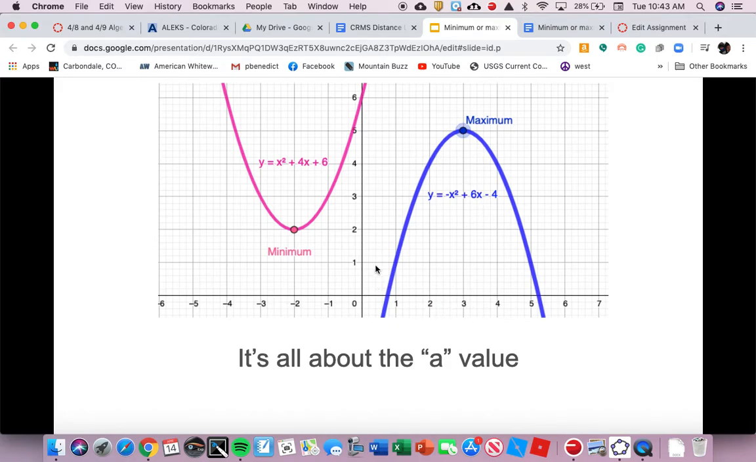Okay, and when it's facing up, there is a minimum value to the parabola, and when it's facing down, like the blue equation, there is a maximum value. And that's important when you're using modeling, because sometimes you want to minimize a cost, for example, or you might want to maximize your profit or an area. And those always occur at our beloved vertex that we've talked so much about recently.